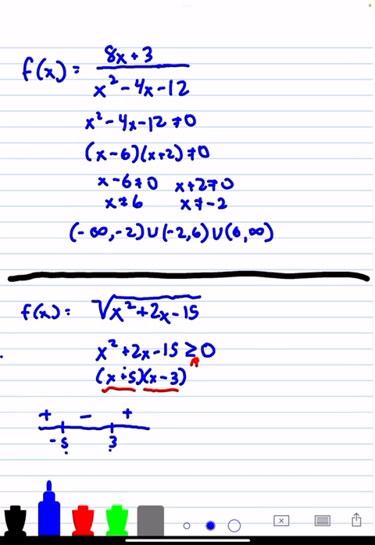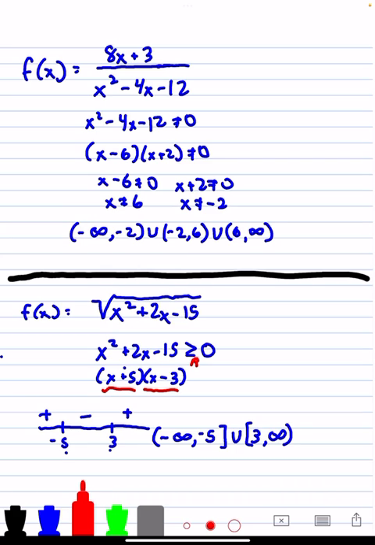So how do we write this in interval notation? That's going to be negative infinity up to -5. And we're going to put brackets around it because, remember, it can be 0. So we'll put the brackets around the -5. Union 3 up to infinity.